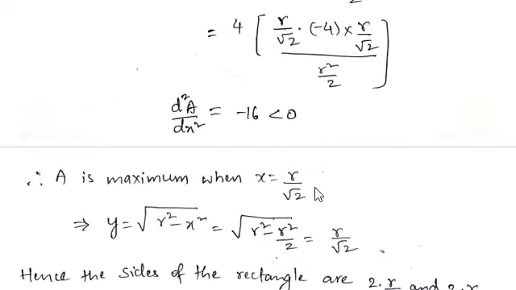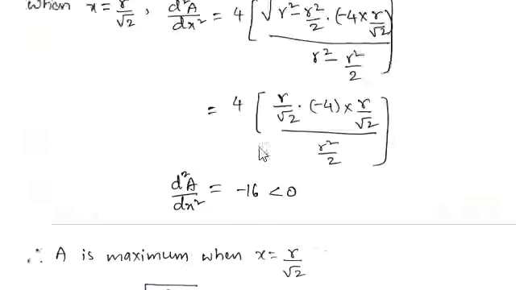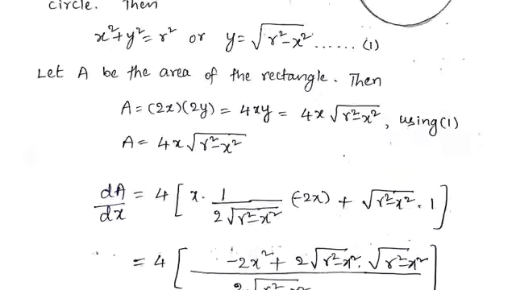So if x is equal to r by root 2, we have written y is equal to under root of r square minus x square. So r square minus the x value, r by root 2 whole square, means r square by 2, and you get y is r by root 2 once again. So x and y values are the same. Hence these x and y values are half the values of the sides.